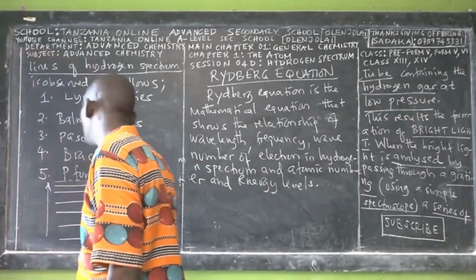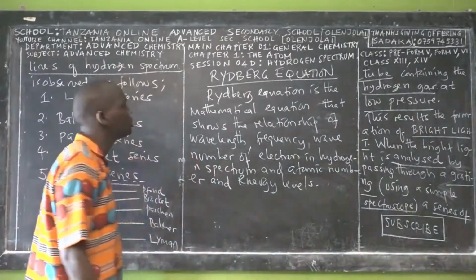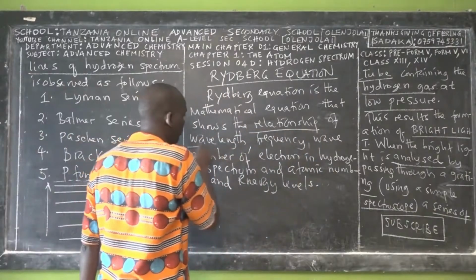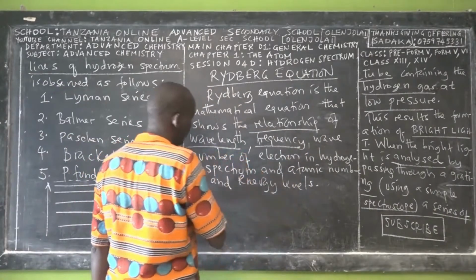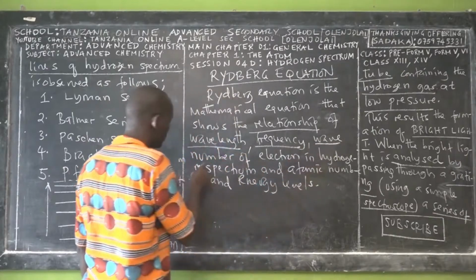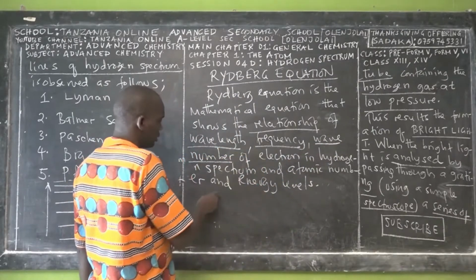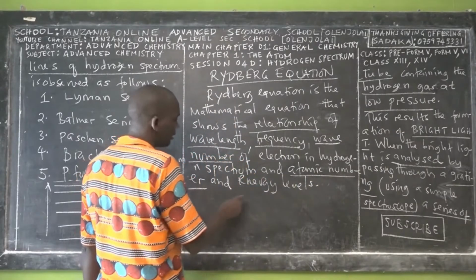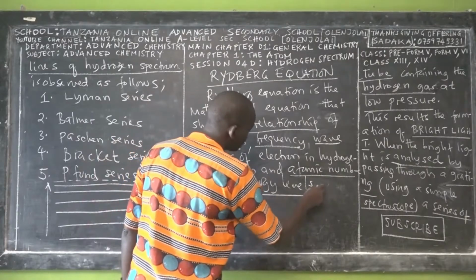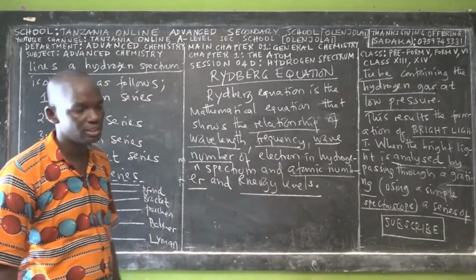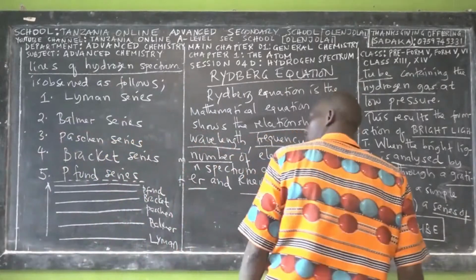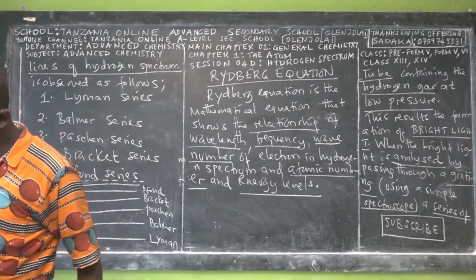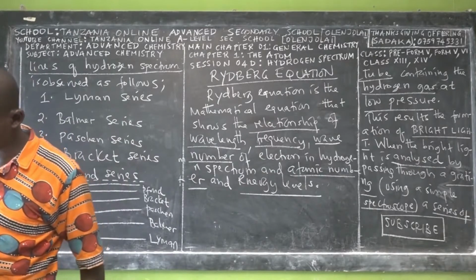So the Rydberg equation is a mathematical equation that shows the relationship between wavelengths or frequency or wave number of electrons in the hydrogen spectrum, the atomic number, and the energy levels of the hydrogen spectrum. That's what we call the Rydberg equation. So again, all spectral lines can be proved by the following mathematical expression, which is known as the Rydberg equation.